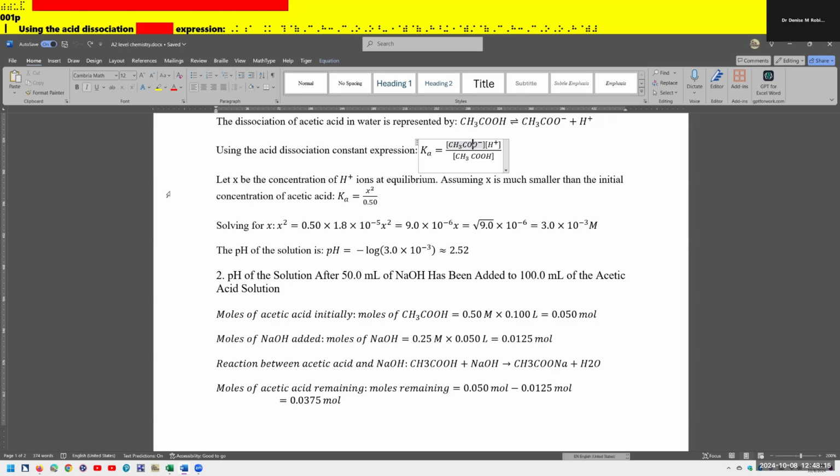Using the acid dissociation constant expression, math content cap K sub A is equal to the fraction with numerator open bracket cap C cap H sub 3 cap C cap O superscript minus closed bracket times open bracket cap H superscript plus closed bracket and denominator open bracket cap C cap H sub 3 cap C cap O cap H closed bracket end fraction. Okay, beautiful. Once again, we're going to Control Shift equals so we can right arrow through this.